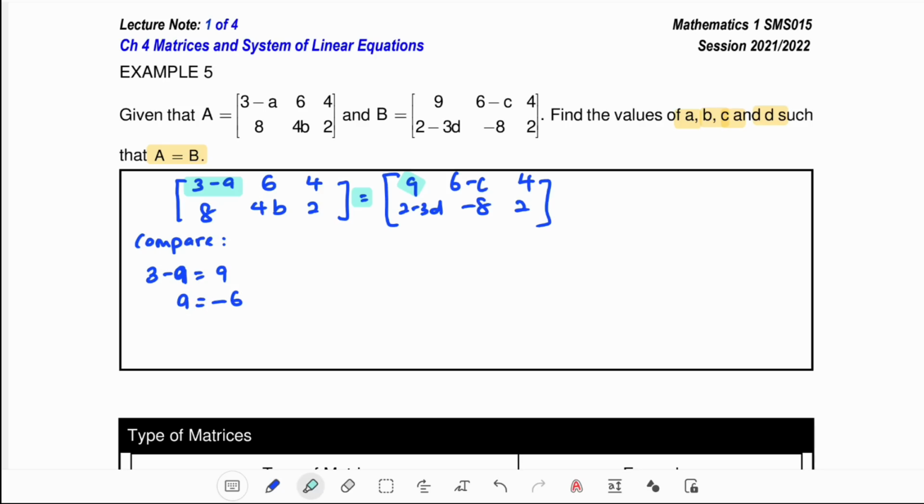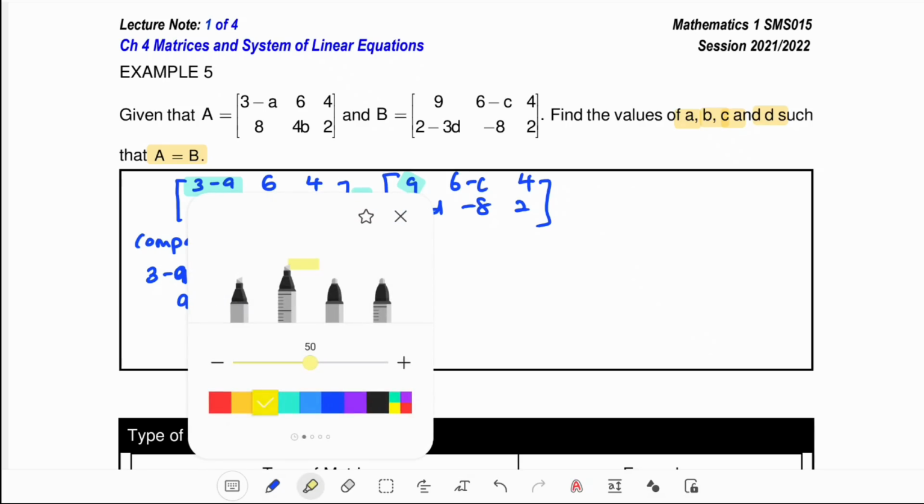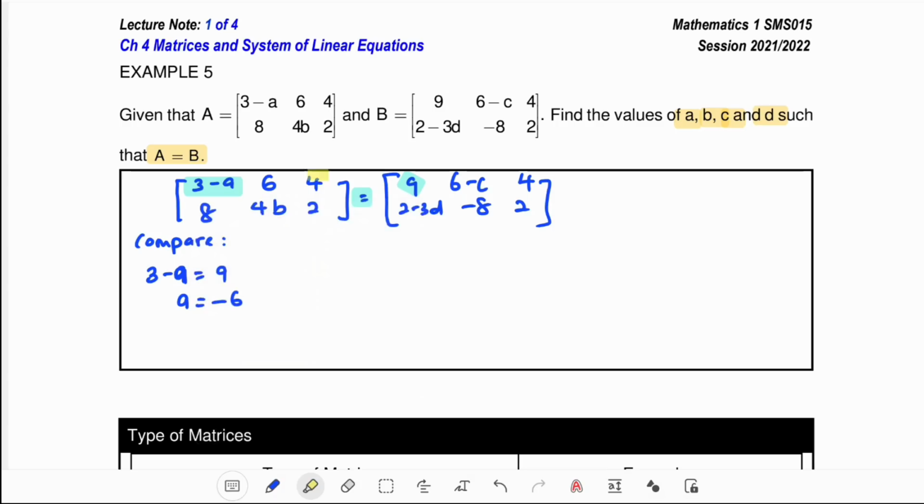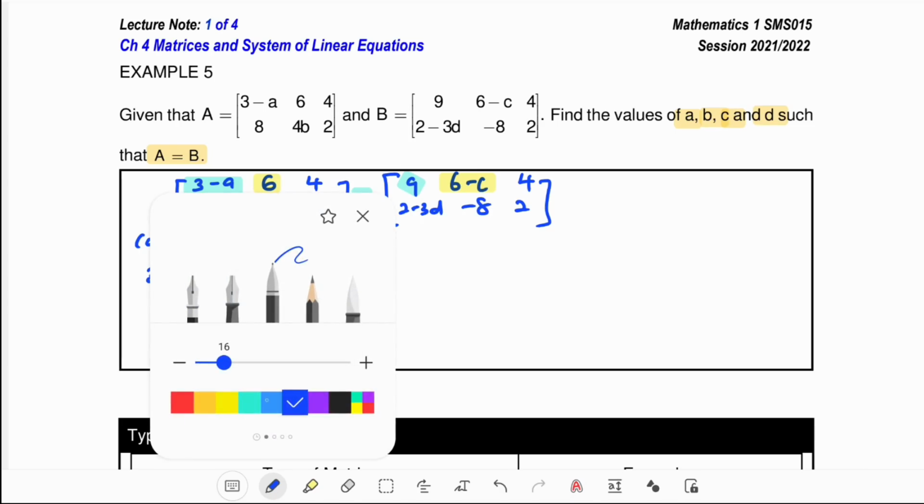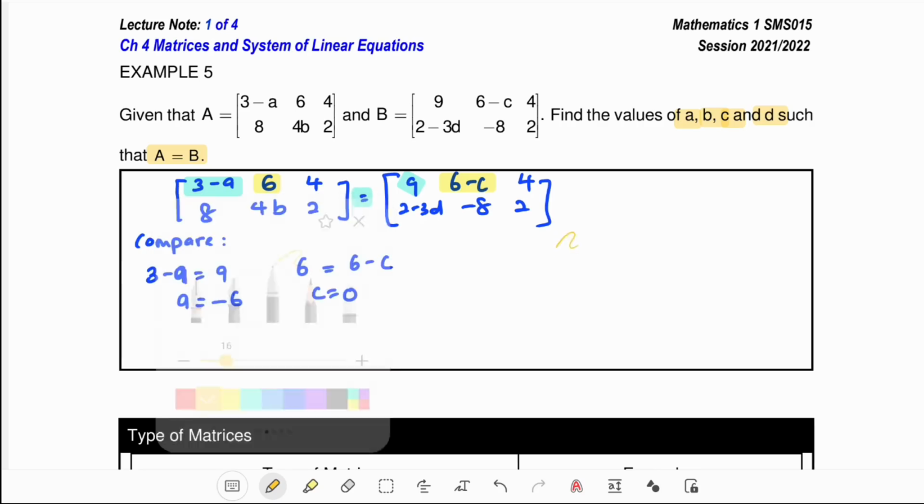And then next comparison, just compare whatever can be compared. So we have the next comparison, we have 6 equals to 6 minus C. So that will give you C equals to 0. So now we have two unknowns here. We have two values of the unknown that we have to find out. And next we can compare.